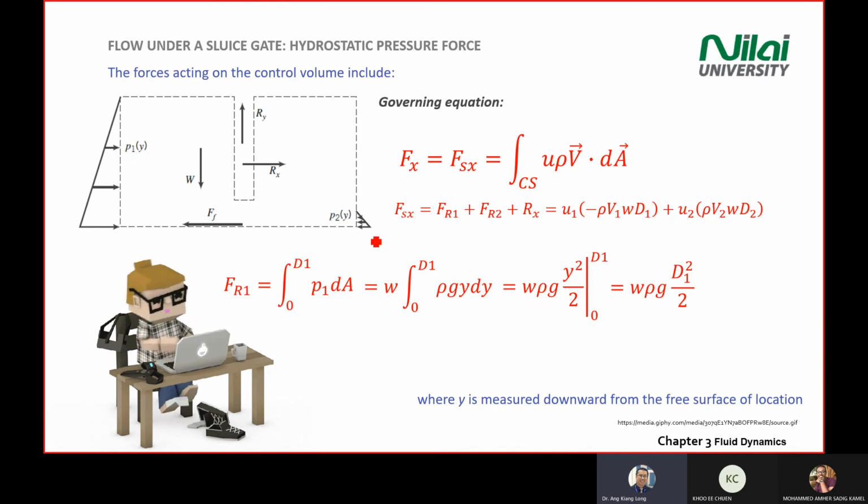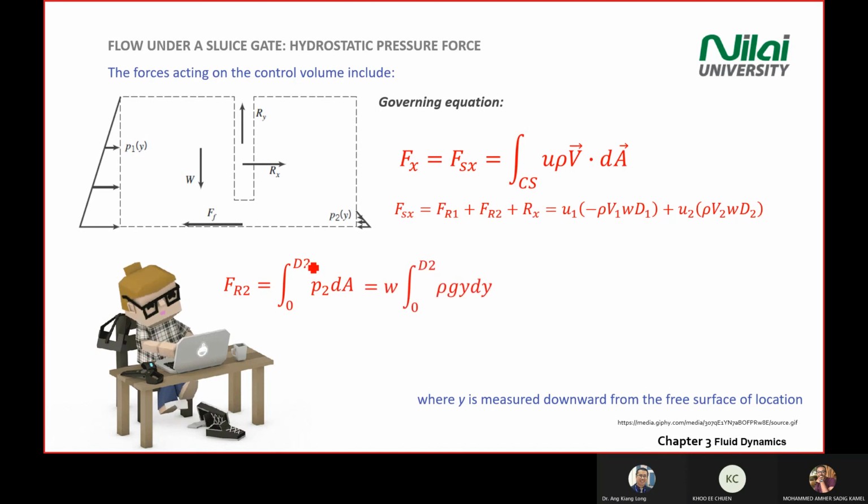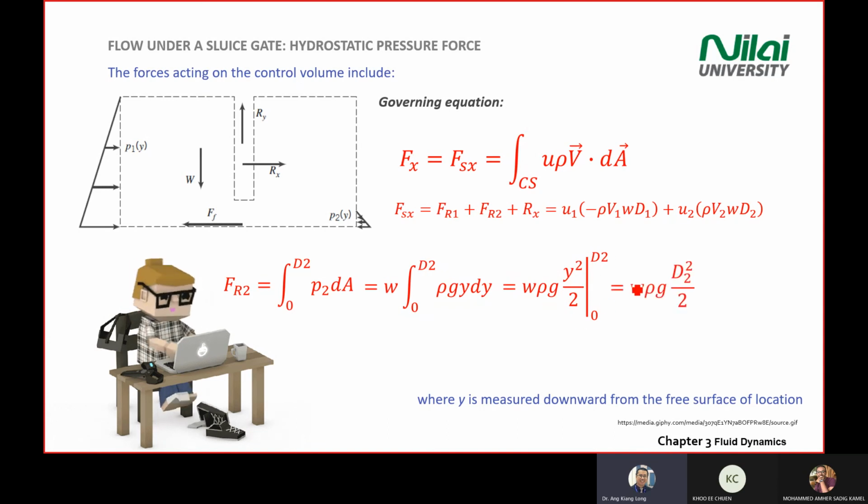You do the same for number 2 here. You'll get this equation. You integrate the pressure times the A, and you write y dy and W. So again, in the exam, it's important to show the steps here. There's a mark for the steps. And you do the integration procedure. Again, you arrive at W rho g y squared divided by 2, and you substitute d2 inside there, you'll get W rho g d2 squared divided by 2. So from here, you get your R1 and your R2.